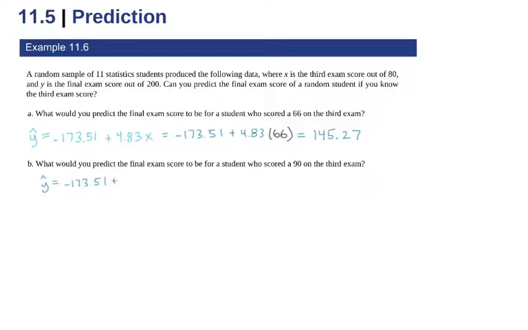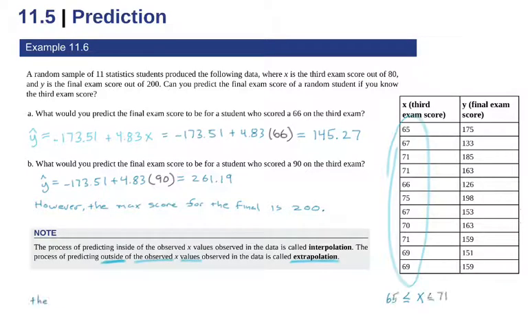Let's do another example here. What would we predict the final exam score for a student who scored 90 on the third exam? So similarly, we're just going to go ahead and plug in 90 into our equation, and we get 261.19. Now, there is a slight problem here, that the max score for the final is out of 200. This is predicting that we're going to get over 261, right? So what's happening here?